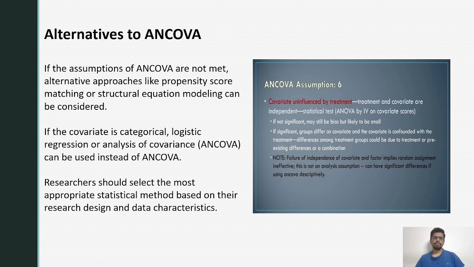Alternatives to ANCOVA. If the assumptions of ANCOVA are not met, alternative approaches like propensity score matching or structural equation modeling can be considered. If the covariate is categorical, logistic regression or analysis of variance can be used instead of ANCOVA. Researchers should select the most appropriate statistical method based on their research design and data characteristics.